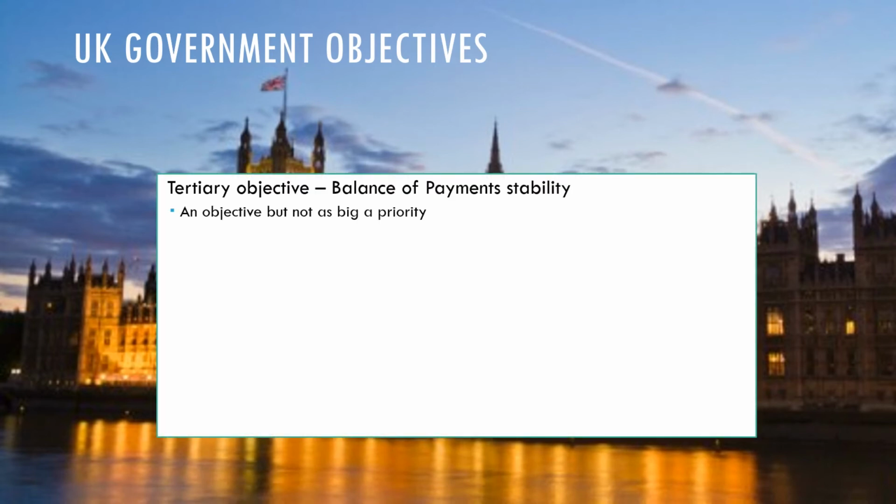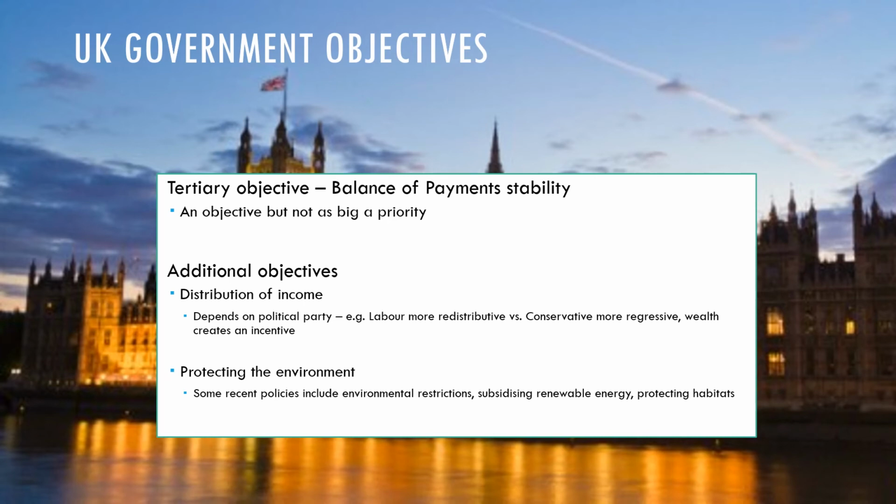Another objective, one which doesn't really have much of a priority, is balance of payments stability, so having the amount of exports the same as the value of imports. This is considered an objective, but in the UK it's not seen as a big priority. Lastly, if we think about the distribution of income, it is slightly dubious whether this is an objective or not.